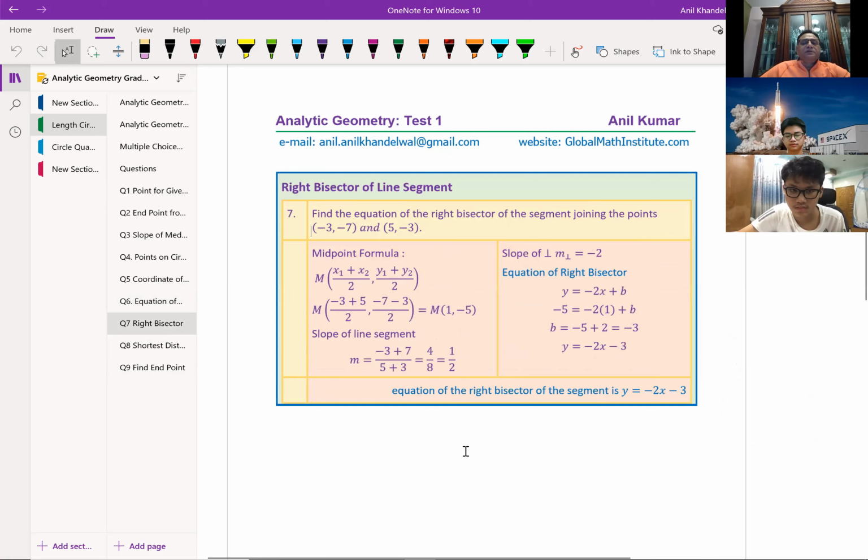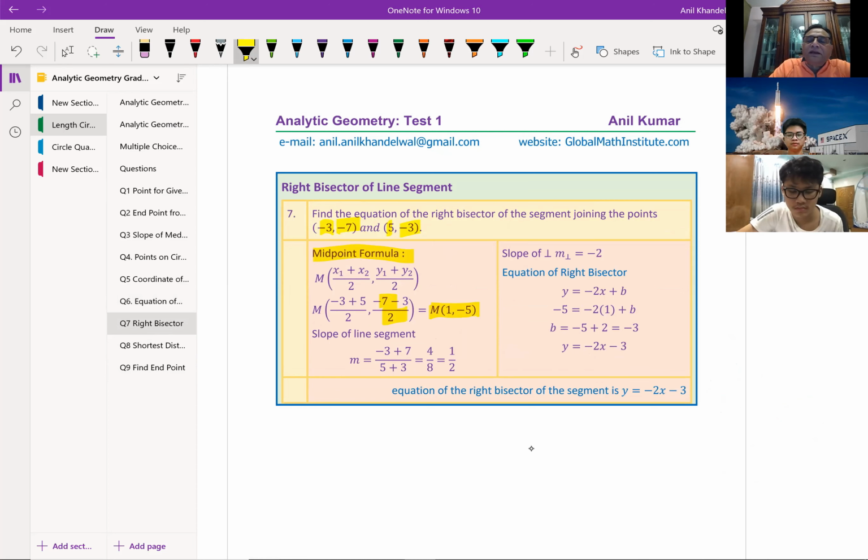Here is example 7. In example 7, the question is to find the equation of the right bisector of a segment joining the 2 points. Now you know exactly what the process is, so we'll summarize it. First step is to find the midpoint, correct? Using the formula, the average of these two values gives us the x coordinate, and the average of the other two values gives us the y coordinate. So we got the midpoint as 1, minus 5.